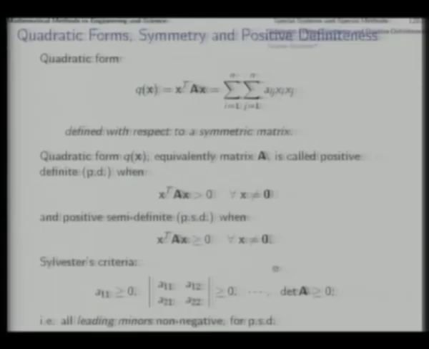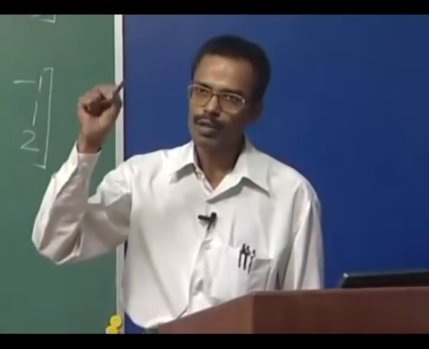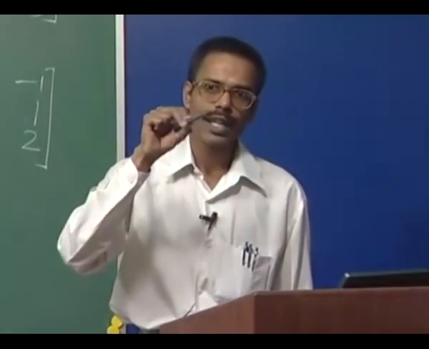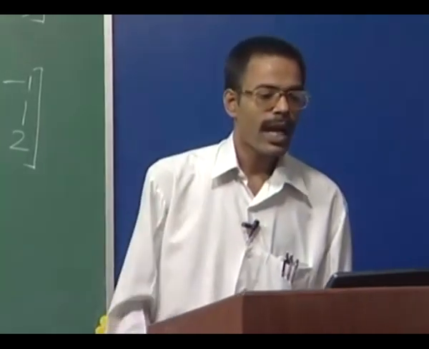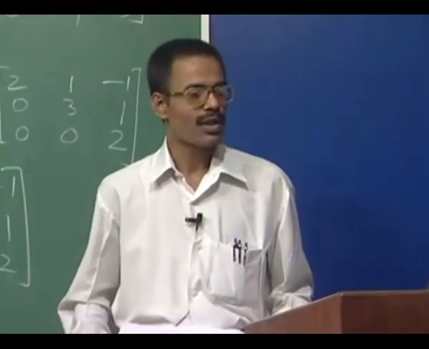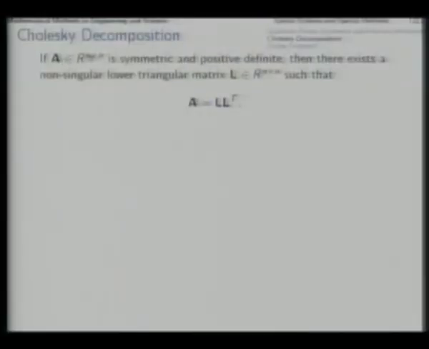Anyway, if a matrix is positive definite, then a linear system Ax = b with that matrix A as a coefficient matrix is cheaper to solve, and that method is Cholesky decomposition. So, if the n by n matrix A is symmetric and positive definite, then there exists a non-singular lower triangular matrix L such that this happens. What is being done here?